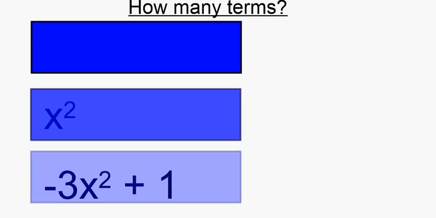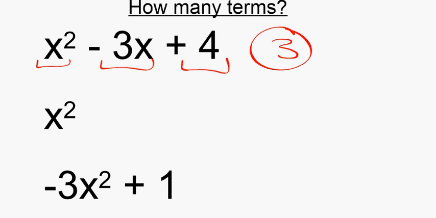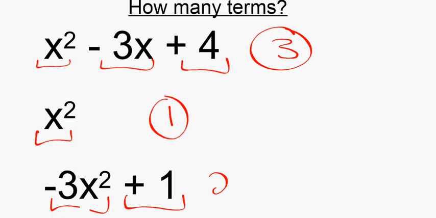Next, we are asking how many terms do we see? So I see 1, 2, 3 different terms. That's the number of terms. I see just one term in the second example, and then I see 2 terms in that third example.